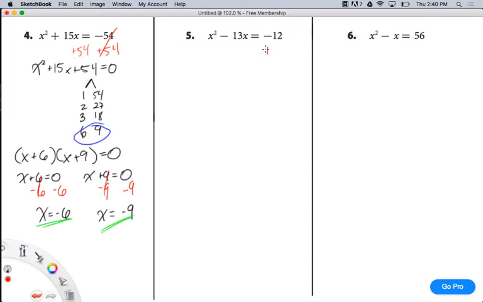All right, next one. Add 12 to both sides. I get x squared minus 13x.